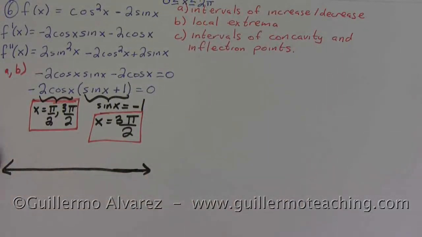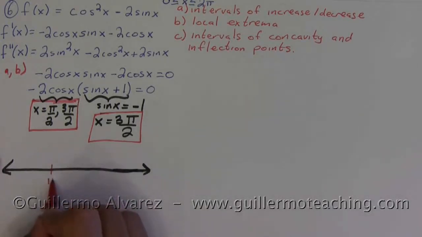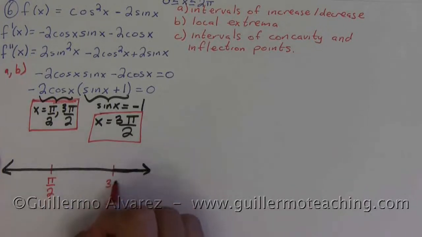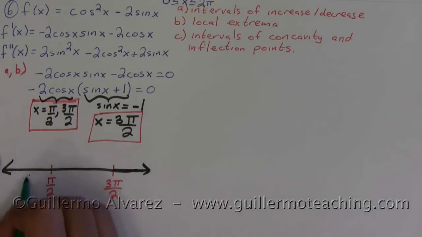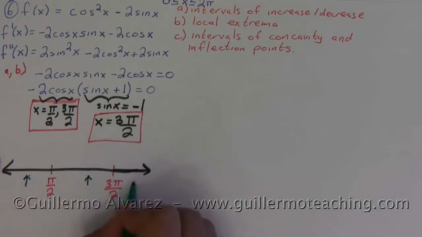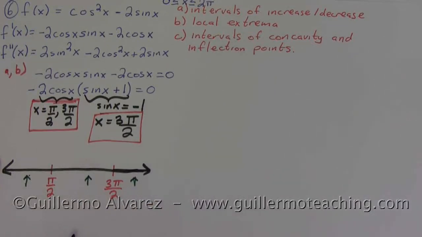Okay, so I put down my critical values, which are pi over 2 and 3 pi over 2. And remember that what you do is you pick test points in each one of these intervals. So a value that's less than pi over 2, you try to pick easy ones. So the easiest one I can think of right now is 0. Between pi over 2 and 3 pi over 2 we have pi. And between 3 pi over 2 and 2 pi would be the best one.